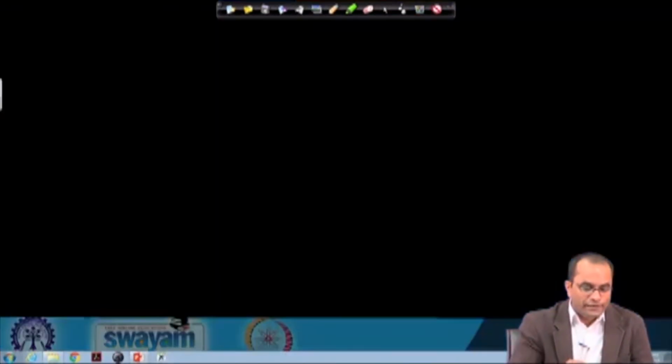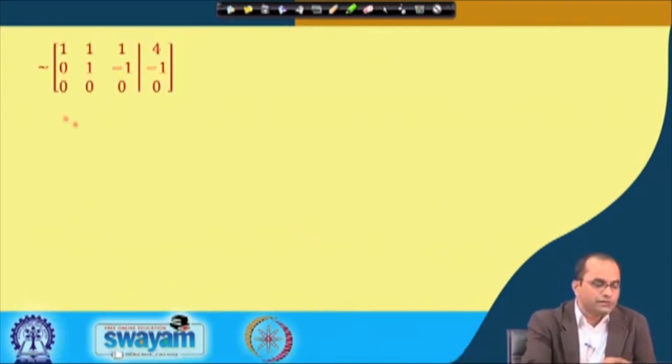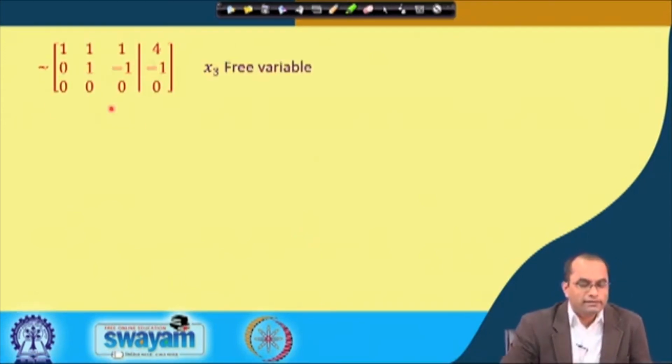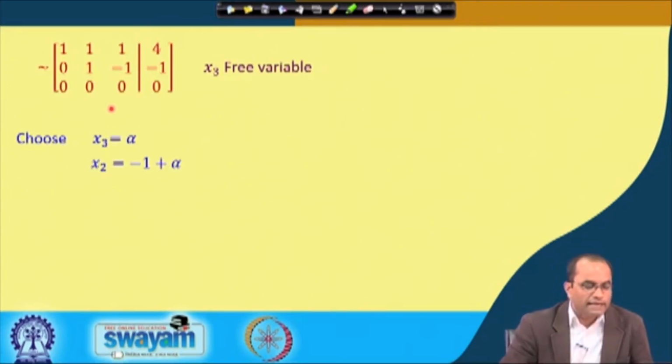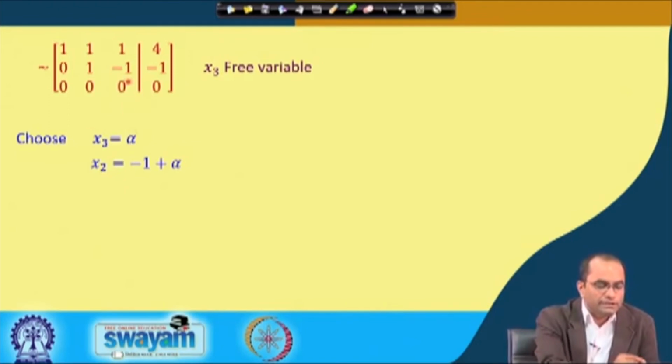Now our system is reduced to this form, where x3 is marked as the free variable, and we can choose x3 as some alpha, a real number. Then, once we have x3, from equation number 2 we will get x2, because these are the dependent variables now. So, x2 will be minus 1 plus 1.